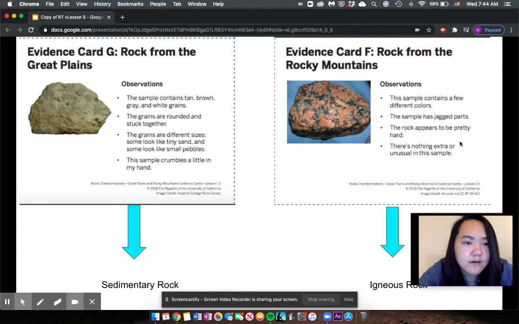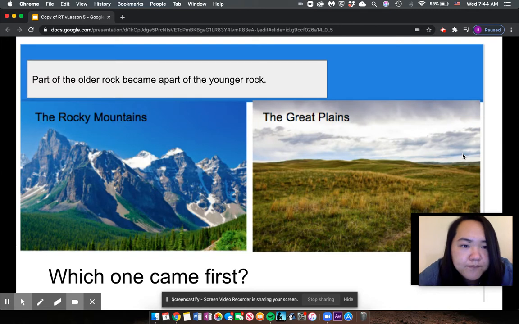And when we looked at our observations of the rock samples, we learned that the Great Plains are made from sedimentary rock, and the Rocky Mountains are made of igneous rock. So clearly they were made separately in different processes. So we know part of the older rock formation became a part of the younger rock formation.